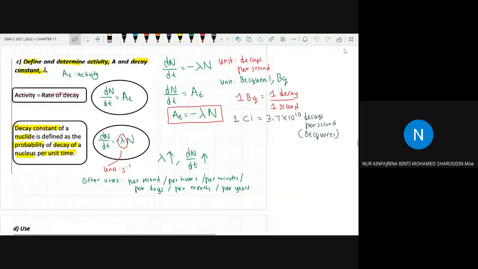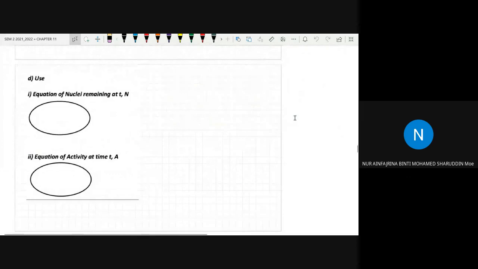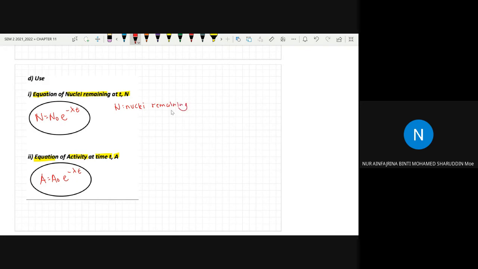So, miss akan proceed dengan next one. So, we need to use what? Okay, we need to use equation of nuclei remaining at time t dan juga equation of activity at time t. Okay, so ini adalah N equals N naught exponent negative decay constant darab dengan time. If activity pun sama, A equals A naught exponent negative decay constant darab dengan time. And N adalah nuclei remaining. Dan N naught adalah nuclei at time equals to zero.